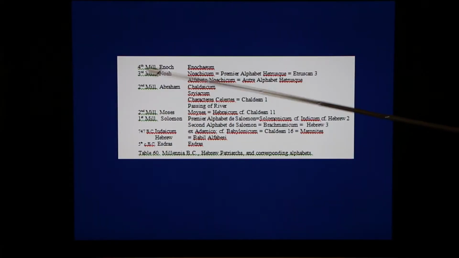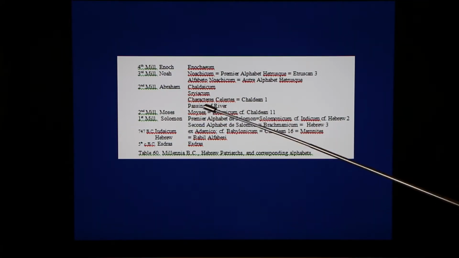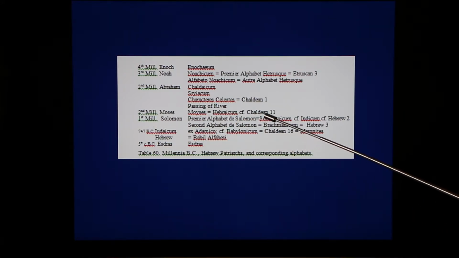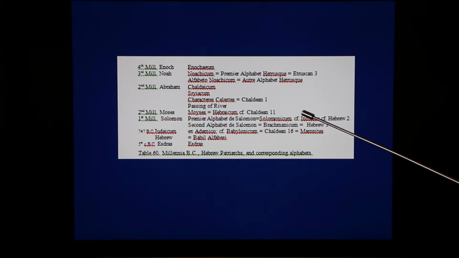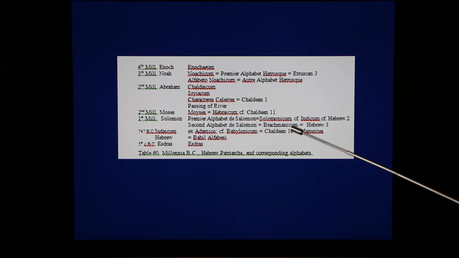so that you can get a chronology. 4th millennium BC, Enoch. 3rd millennium BC, Noah, Noachicum, premier alphabet Etruscan 3, alphabet Noachicum, autre alphabet Etrusque. 2nd millennium BC, Chaldeicum, Syriacum, caractère céleste, Chaldean 1, or passing of the river. 2nd millennium Moses, Hebraicum, similar to Chaldean 11. 1st millennium BC, Solomon, premier alphabet de Solomon, Solomonicum, compare Indicum, compare Hebrew 2. 2nd alphabet of Solomon, Brahmanicum, Hebrew 3.